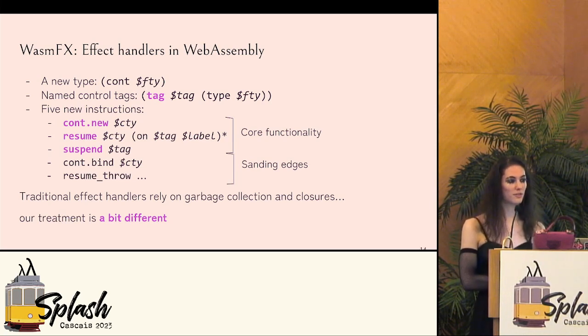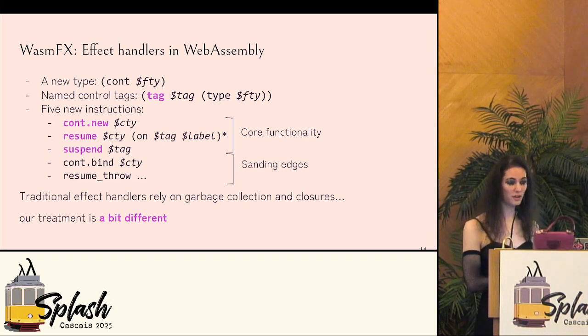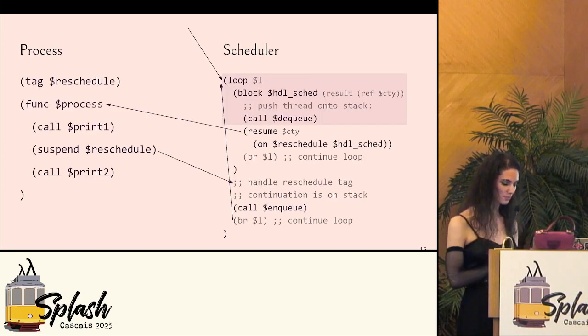Cont new accepts a function pointer and allocates a continuation. Resume accepts a continuation, installs a handler, and passes control to the continuation. Suspend suspends to a given operation, the nearest handler for said operation, and also passes the current continuation. And the syntax is a little bit different because we can't rely on garbage collection and closures, which is what we might be used to.